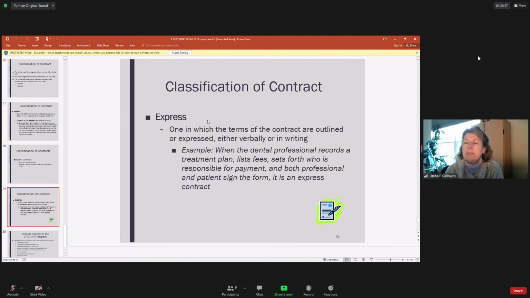Express contract, one in which terms of the contract are outlined or expressed verbally or in writing. For example, a child comes in for their prophy that day. As their hygienist, I'll step into the waiting room and talk to mom, dad, or whoever the legal guardian is, and say, you know, Susie's due for her annual X-rays and her fluoride treatment today. And the mom will go, okay, or the dad will go, okay. Or, you know, say we choose to not do the fluoride and X-rays today. We'll have to do those next time.